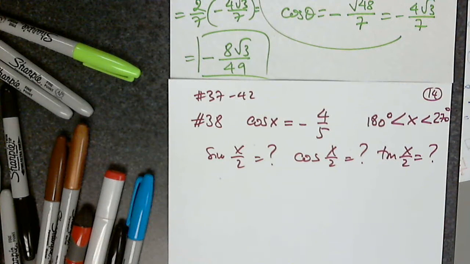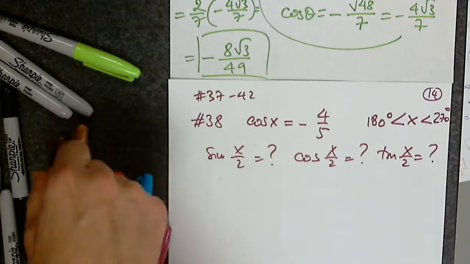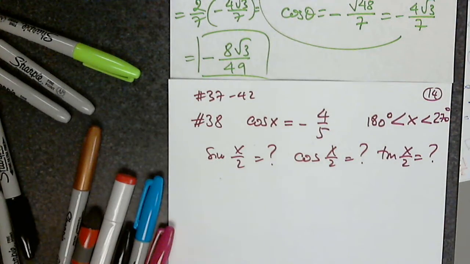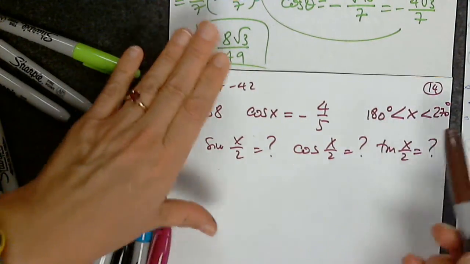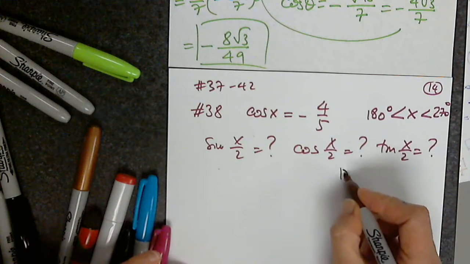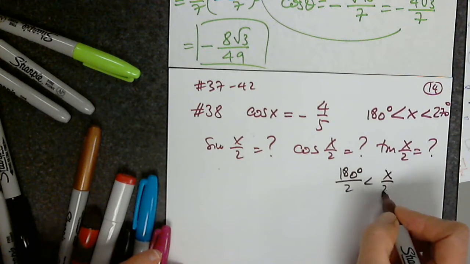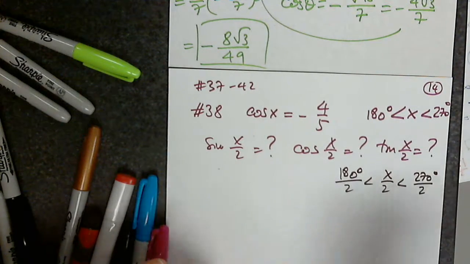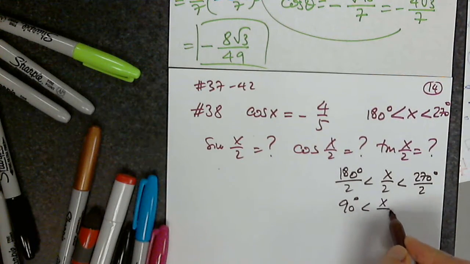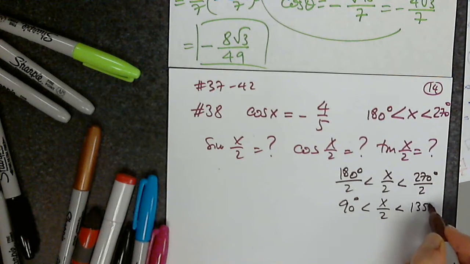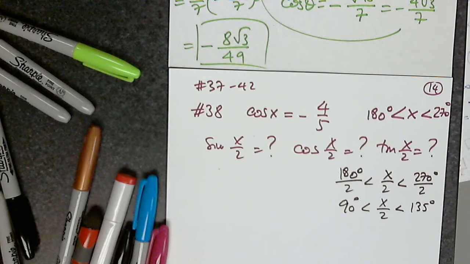I'm also going to ask you to find the quadrant. So which quadrant is this? It's 3. Yes. I'm going to divide everything by 2: 180 over 2, x over 2, 270 over 2. I'm allowed to divide all 3 sides in an inequality by 2. So I get here 90, in the middle x over 2, and here I get 135. So now I'm going to ask you, if x is in the third quadrant, where is x over 2? Which quadrant is x over 2?